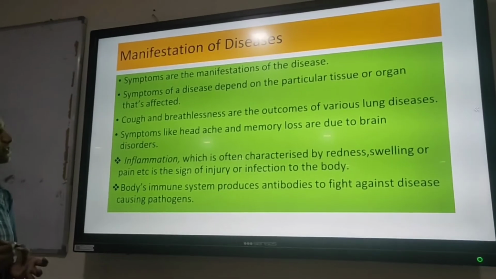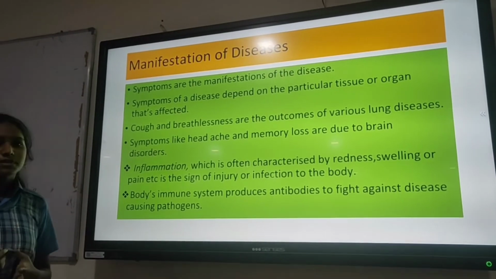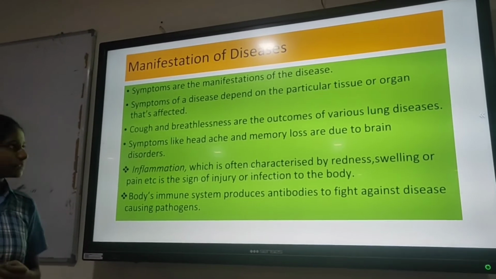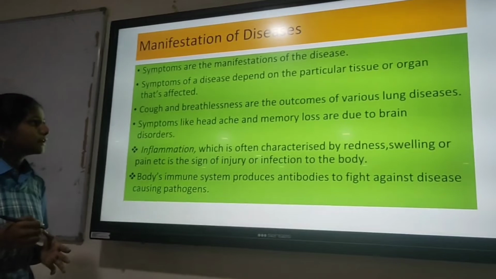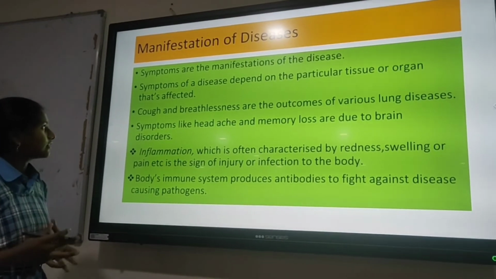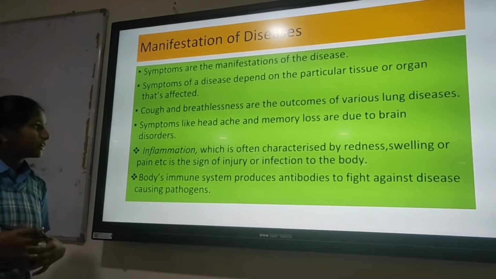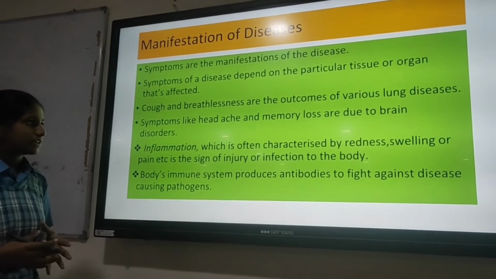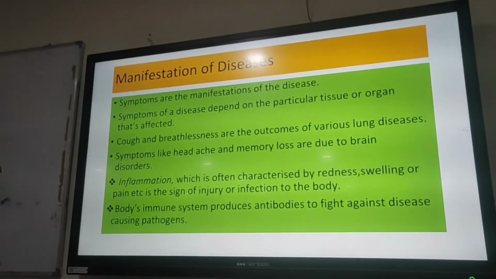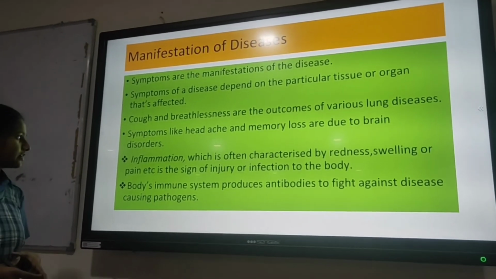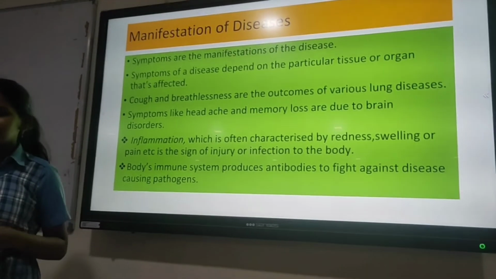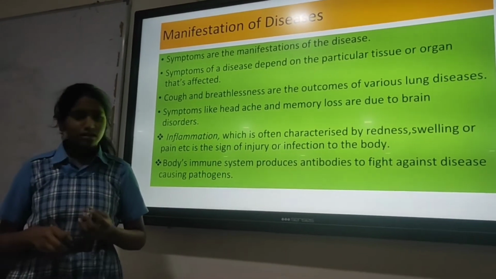Now let us see manifestation of diseases. Symptoms are the manifestations of diseases. Symptoms of a disease depend on the particular tissue or organ that is affected. Cough and breathlessness are the outcomes of various lung diseases. Symptoms like headache and memory loss are due to brain disorders. And symptoms help us to identify the disease.